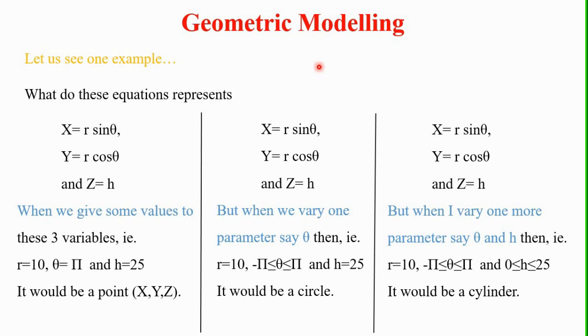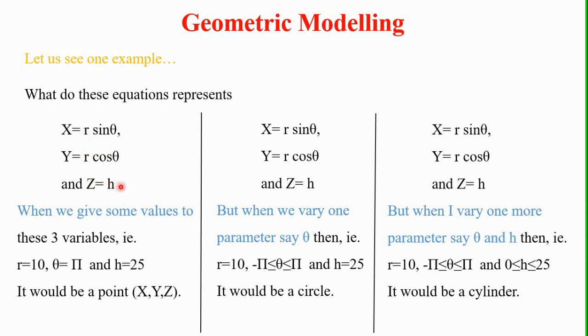So let us see. Here the equations are shown: x equals r sin theta, y equals r cos theta, and z equals h. In these three equations, there are three variables: r, theta, and h. When we give some values to these variables, we will get different entities or different models. We will see how we get different models from these equations. So when we give values to these three variables: r equals 10, theta equals pi, and h equals 25.